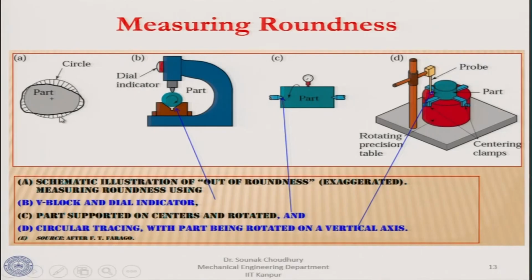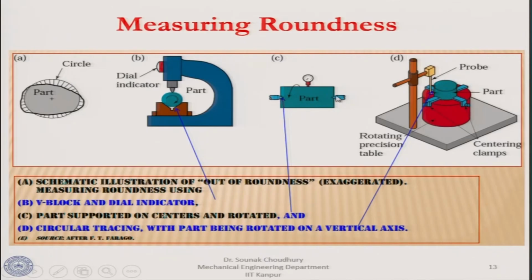Now, for measuring roundness. Roundness: this is a circle, and let us say the part is this. In this case I can see that the part is not really a circle. Of course, this is highly exaggerated. It does not happen so much, but when you exaggerate, it is visible like that. This can be measured by the dial indicator while putting the cylindrical job on a V block. This is the V block and this is the cylindrical job, which is rotated manually of course, or putting it on the centers, for example, as it is shown here.